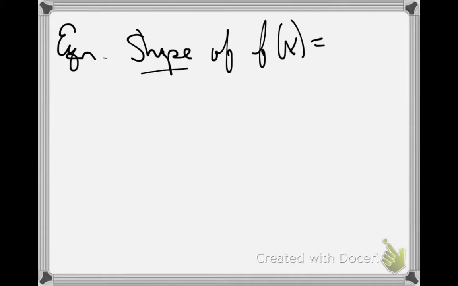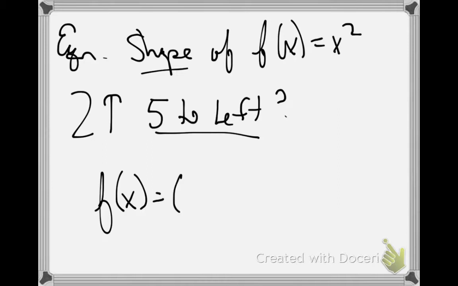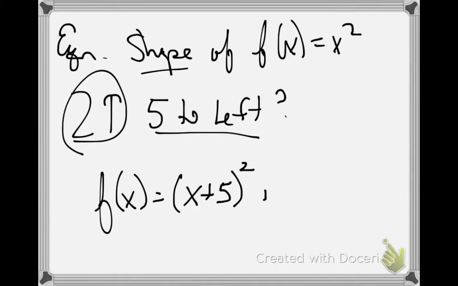Now, what if I ask you to write the equation of a graph that has the shape of x squared, but is shifted 2 up and 5 to the left? Well, we'll start with the 5 to the left. That means now instead of having x squared, we're going to have (x plus 5) squared. And since we're going 2 up, we're going to add 2 to that. So that would give you a function that has that same parabolic shape as x squared, but now it's going to go 5 to the left and 2 up.